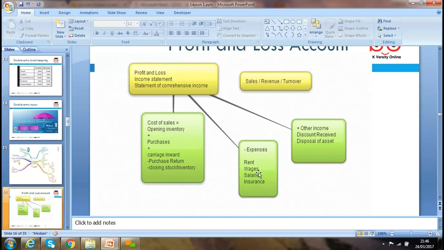We call them overhead expenses. Overhead means those not directly involved in producing. Sorry, my little one's making noise behind today. So expenses like rent, wages, salaries, insurance are also called overhead expenses.